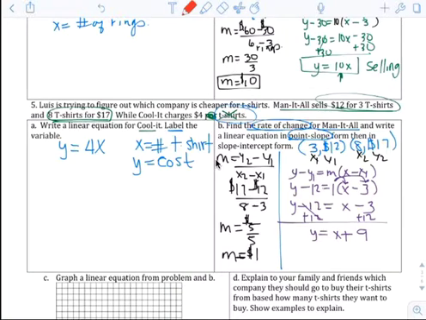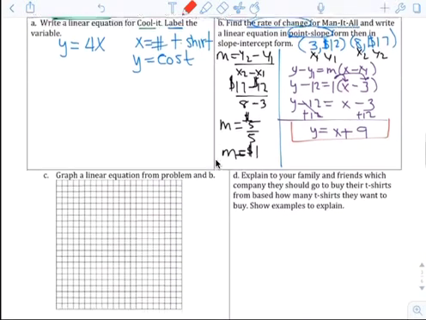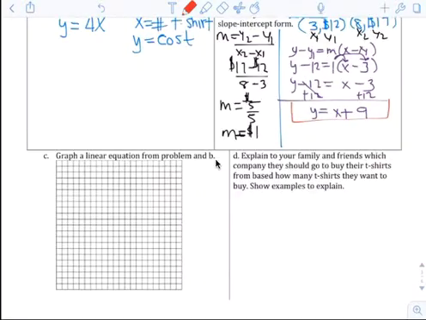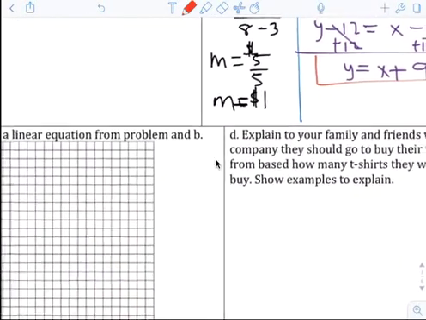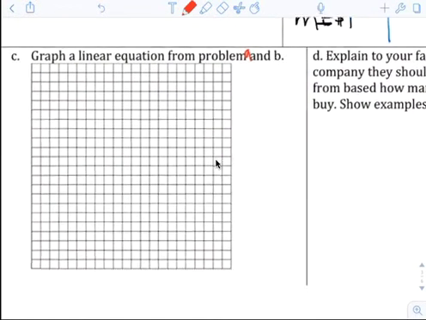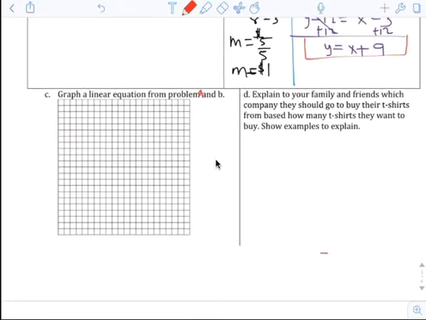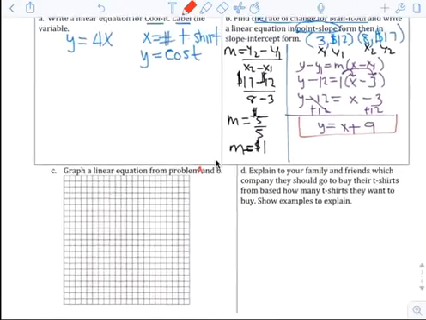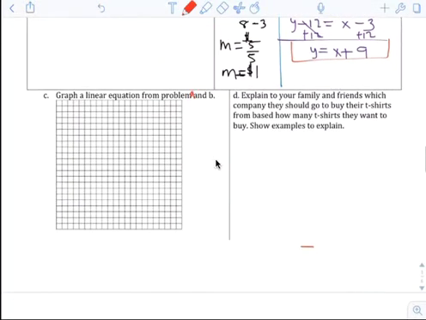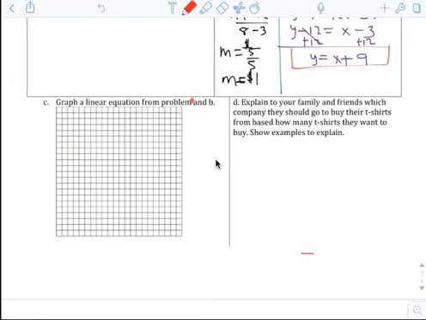Something like that, okay? Graph the linear equation for problem B and A. Oh, I should put problem B and A. Problem A and B. Oh, I forgot. A and B. See? Problem A and B. Typo. Hope you guys caught it. This will be on your test tomorrow. It's worth 10, 20, 30, 40, 50 points. Okay.